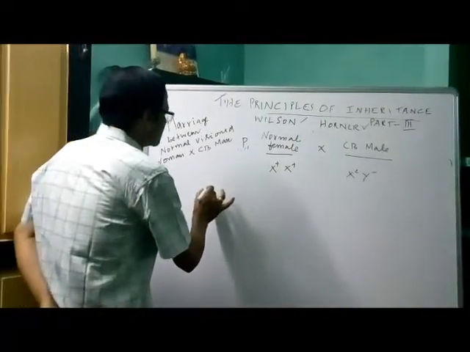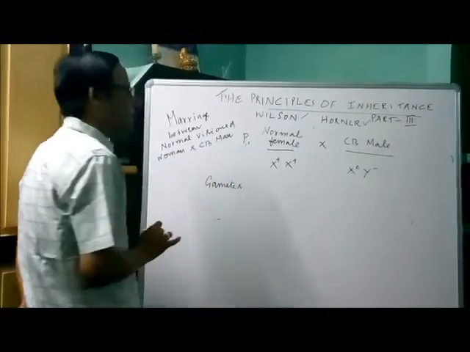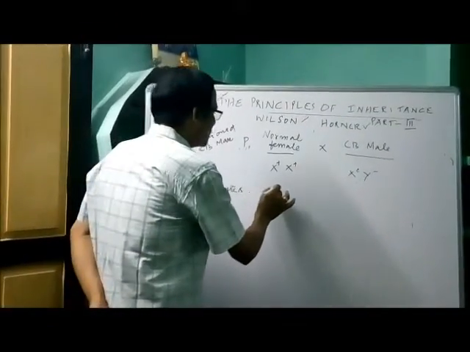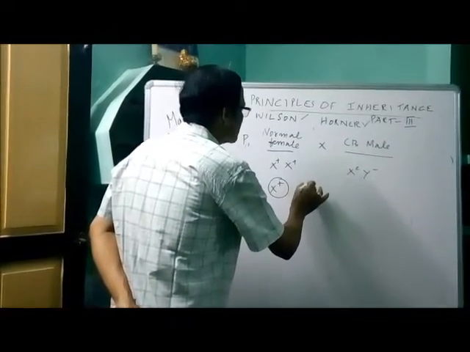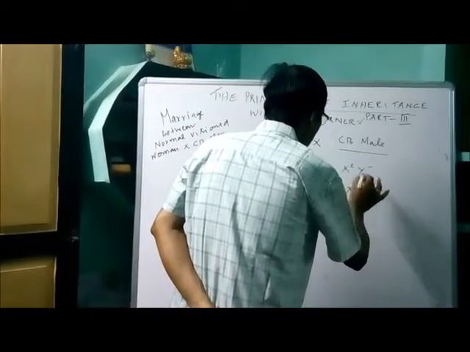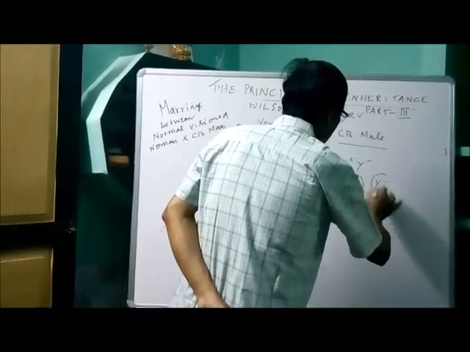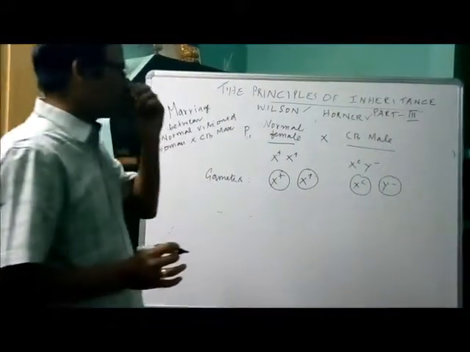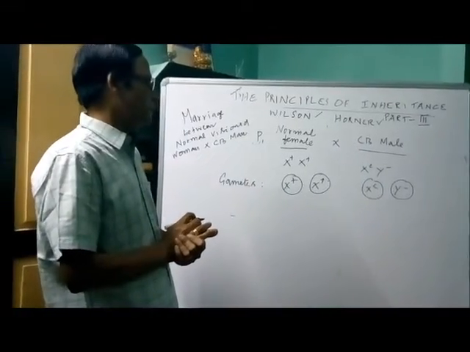Now what are the gametes produced? Here all the gametes of the female are similar. The male produces 50% of gametes with the X chromosome and 50% of gametes with the Y chromosome, because males produce two different types of gametes.